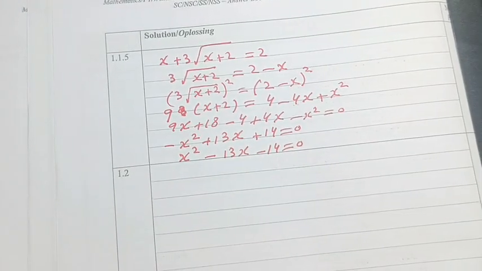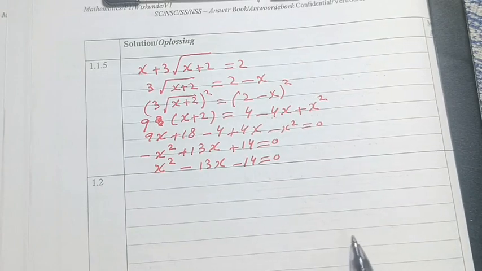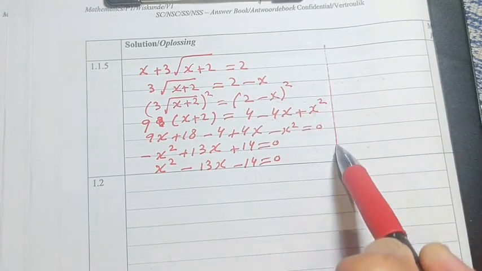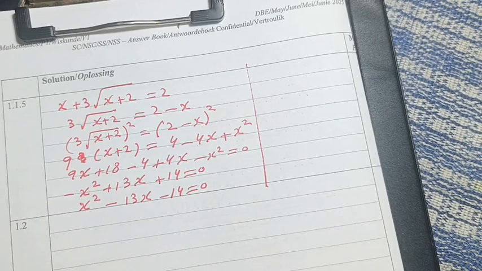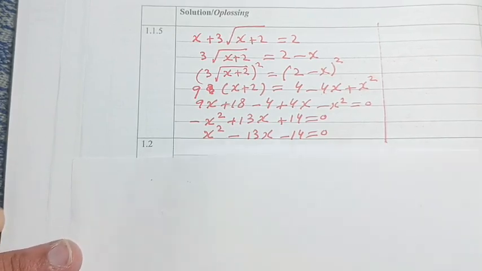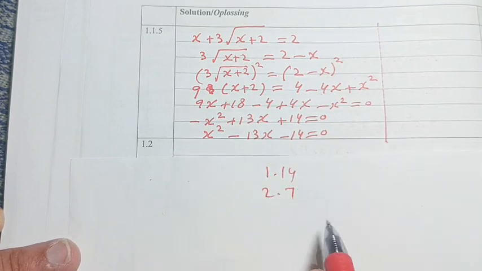Now here I'm going to pull a little bit to that side, space is less here, so let's do it this way. I'm going to factorize this trinomial. So the factors of 14: 1 times 14, 2 times 7 is 14.